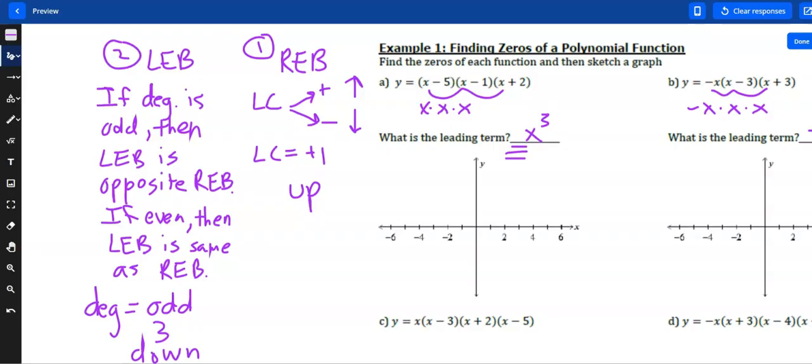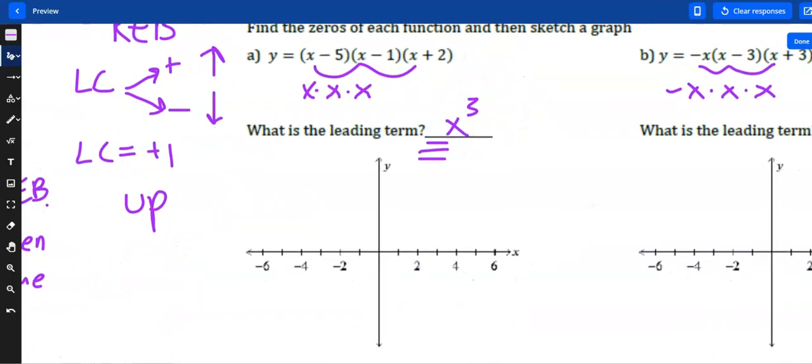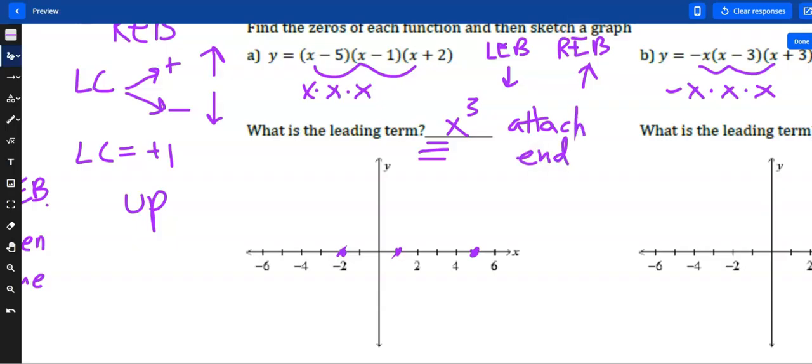What are the zeros of this polynomial? Maybe I should write that down somewhere. I should write for my left, my right. So my right end behavior was up. My left end behavior was down. Hold on to that fact, and now we're going to get our zeros. What are our zeros? Well, we got a 5. Yep, hits the x-axis at 5. We got a 1, hits the x-axis at 1, and a negative 2, hits it at negative 2. Now, attach end behavior arrows.